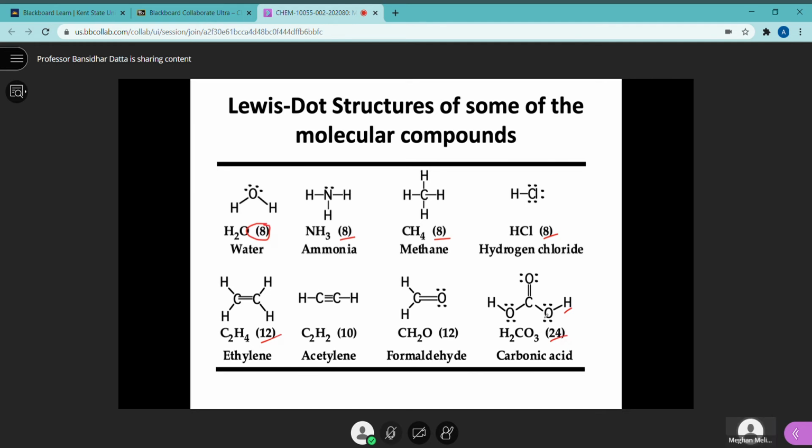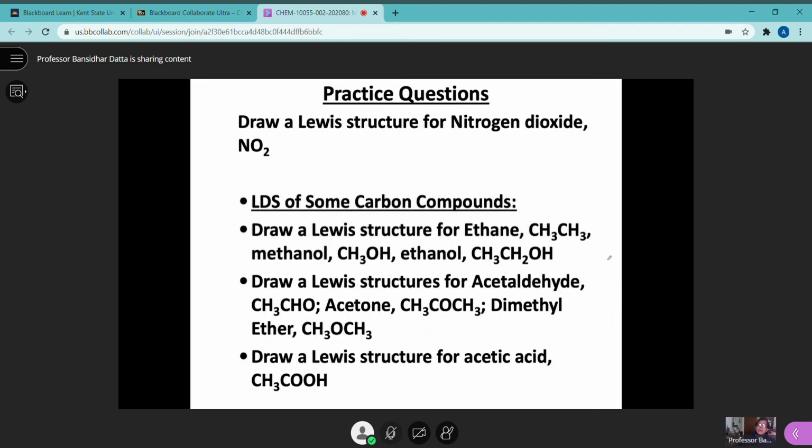So this is following the Lewis dot structure, all those rules 1, 2, 3, 4, 5. Okay. Now I'm going to give you some, and you do it.